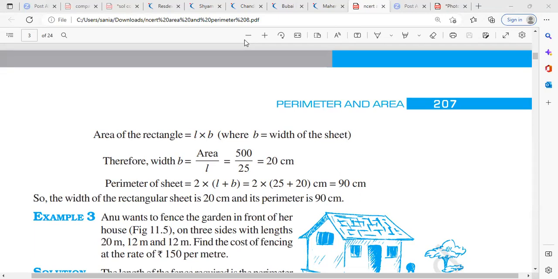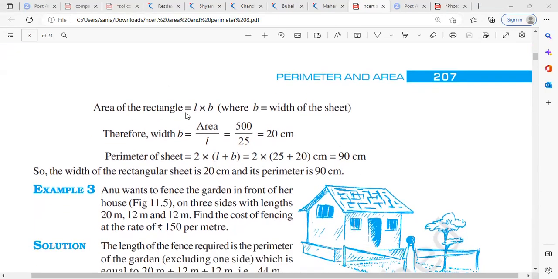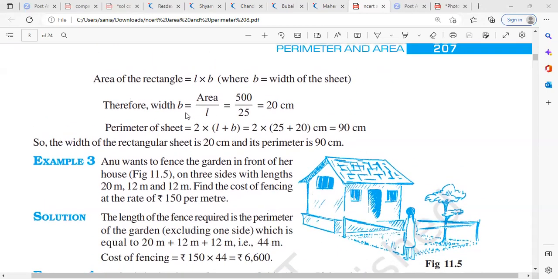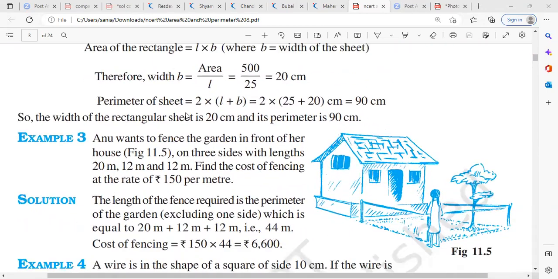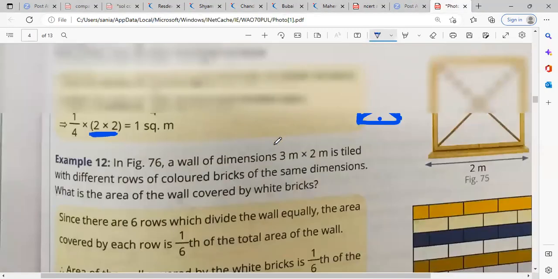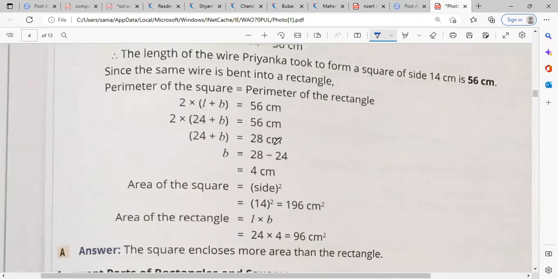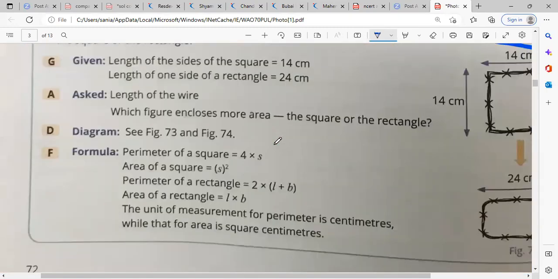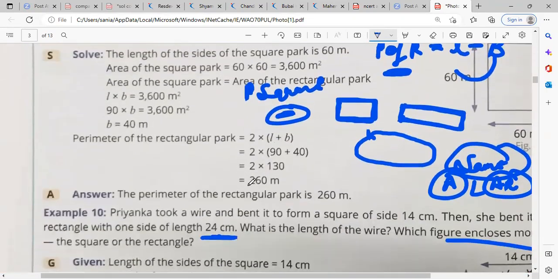Ma'am, done. Okay, Samiya. What did you get? Ma'am, ₹6,600. Good. Very good. Okay, now next. This one is very much the same as what we did, right? Okay, is the question the same, Samiya, or is the question different? Tell me. Sorry, ma'am? Is the question the same or different? Figures are there. Wait a minute. No, it's different. Yes, okay, ma'am. You can do it.